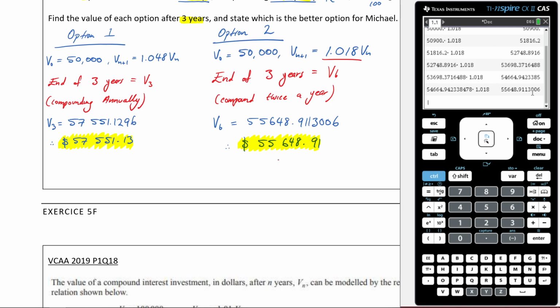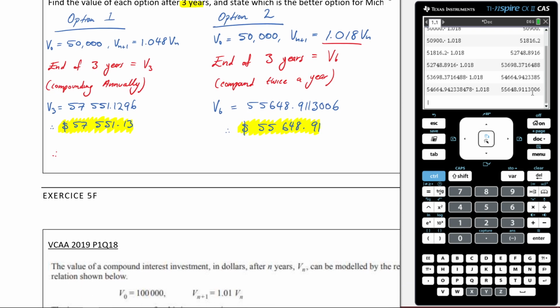So I'm just going to, and remember, you'd have to put this as a statement. Let me do it. He should choose option 2 because it will cost less. We did it.